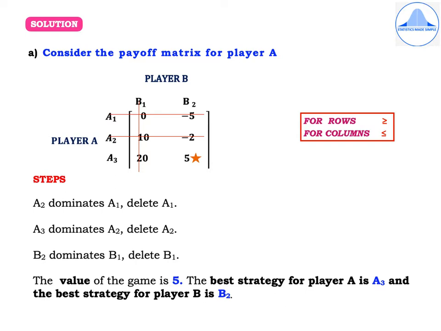And I have highlighted that payoff, which is the saddle point, by a star, which is in orange color. So this value is nothing but the value of the game. So the conclusion will be the value of the game is 5 and the best strategy for player A is A3 and the best strategy for player B is B2.